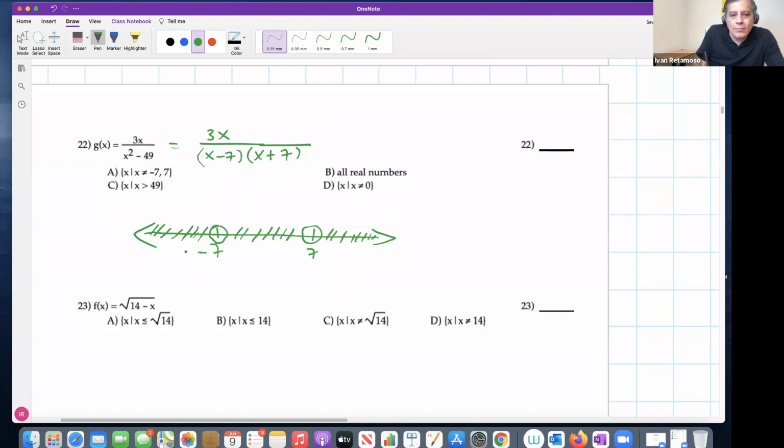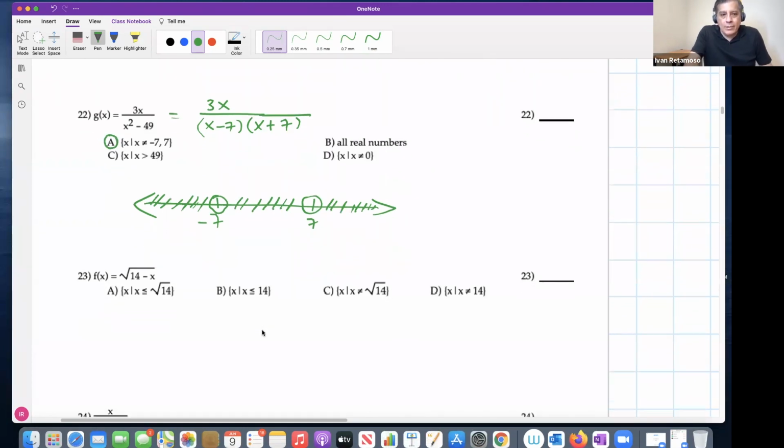But this time they don't want it in interval notation. They want it in set builder notation. So the one that is saying that is this, right? Very good, guys. Excellent. Let's do one more here.